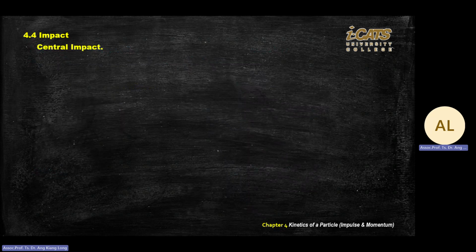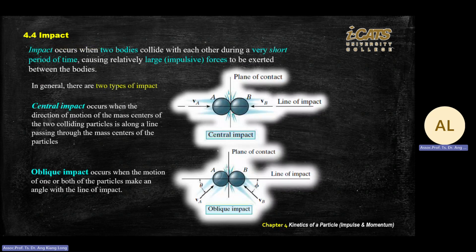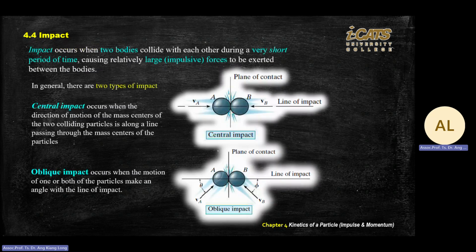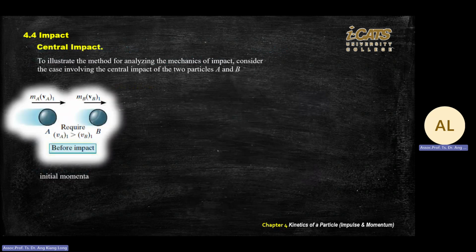There are two types of impact, central and oblique. Each will have a different equation later on. For this one, you solve only one equation, looking at the x-axis. For the other, you need to break the motion into x-axis and y-axis. Okay, we do central impact first.